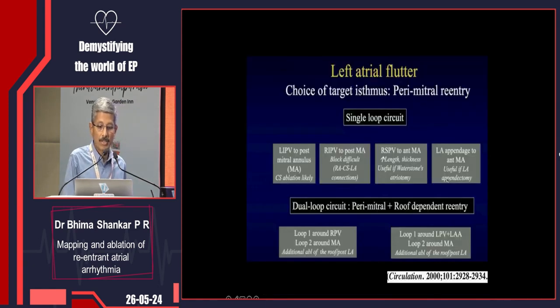This I took again from the 2000 paper. They actually used several lines to transect mitral annular flutter, but the easiest, the shortest, would be from the LIPV to the mitral annulus.